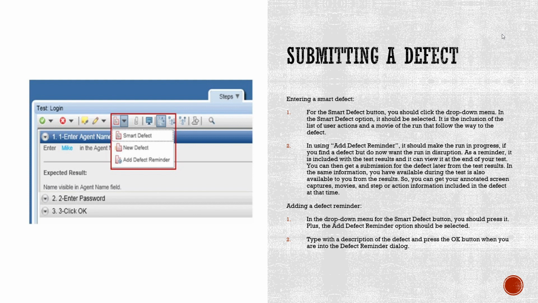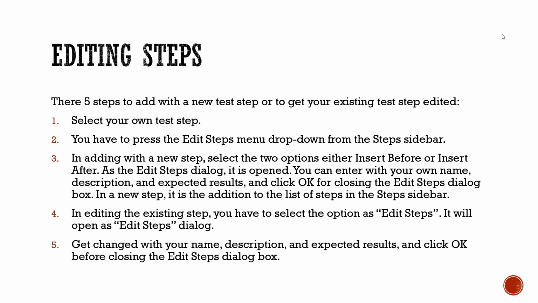Adding a defect reminder. In the drop down menu for the Smart Defect button, you should press it. Plus, the Add Defect Reminder option should be selected. Type a description of the defect and press the OK button when you are in the defect reminder dialog.